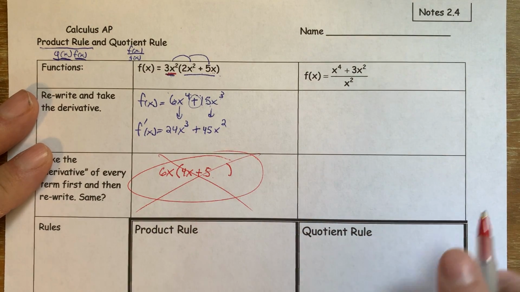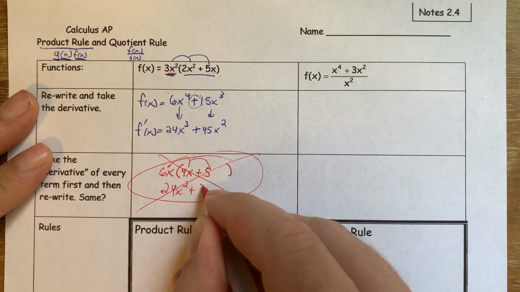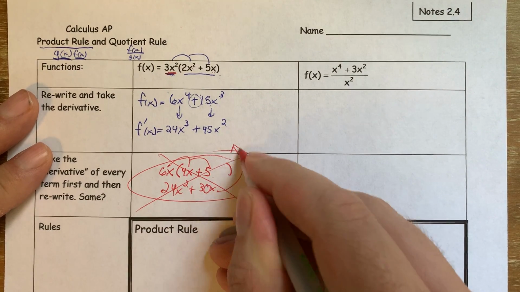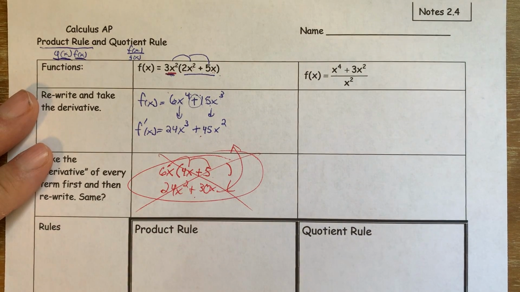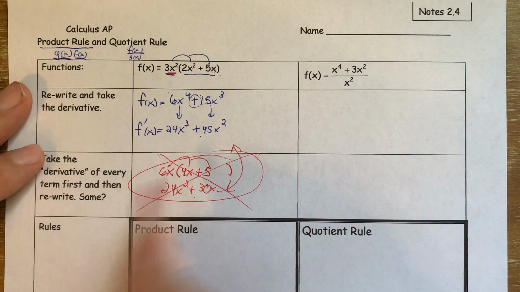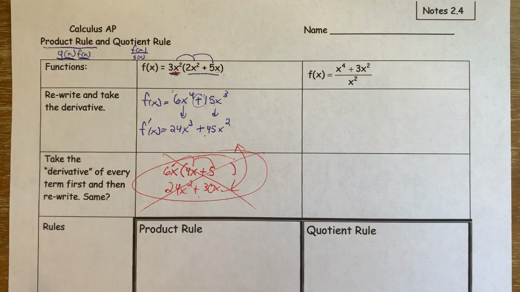And when we multiply these together, we get 24x squared plus 30x, which is not the correct answer. We did it using a correct way up there. These aren't the same, and therefore this is wrong. So I wanted to preemptively put an x through this because we know we can't just take the derivative of each of these separately. That's not right.